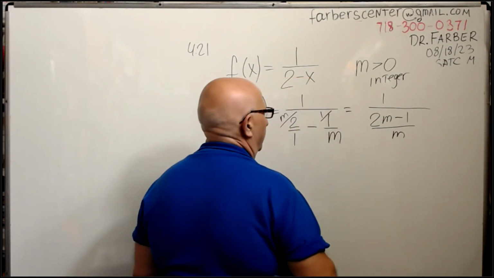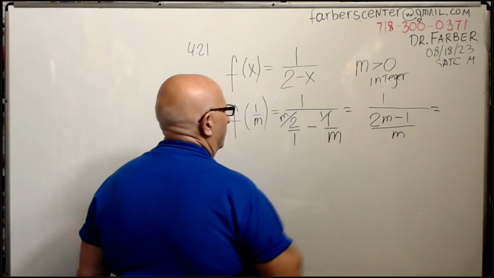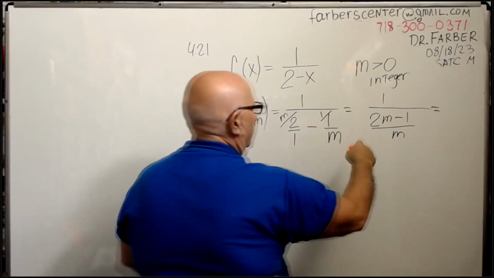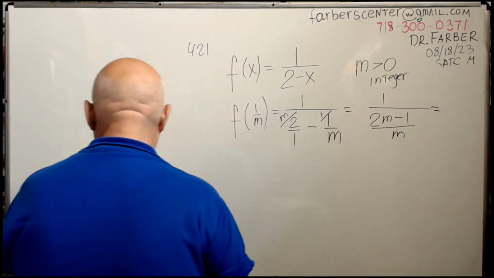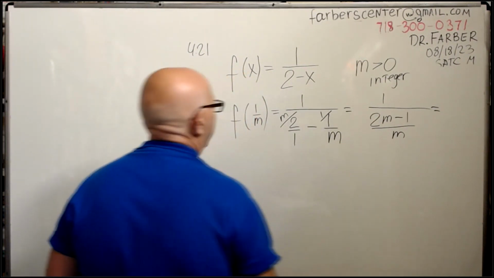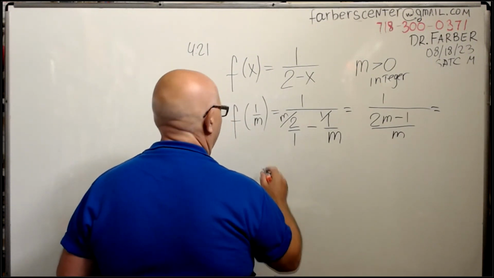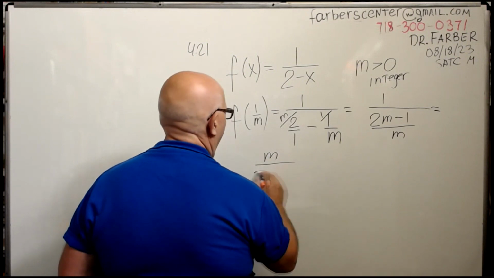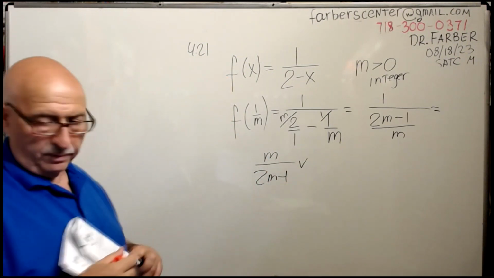Keep, change, flip. TCF. I do it mentally. Put upside down and multiply by 1. Okay. And what they ask you to find? Upside down and multiply by 1. It will be m over 2m minus 1. 421.